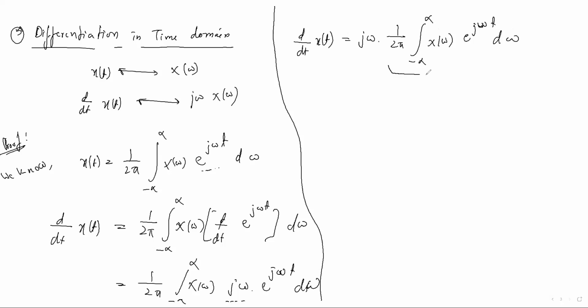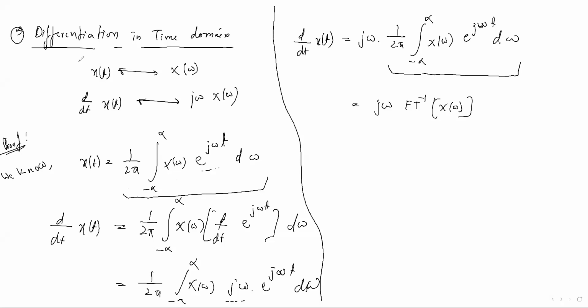If you look, this is nothing but the inverse Fourier transform. This is a property from the inverse Fourier transform. So you can write here x(t) also, or you can write it as the inverse Fourier transform of X(omega).